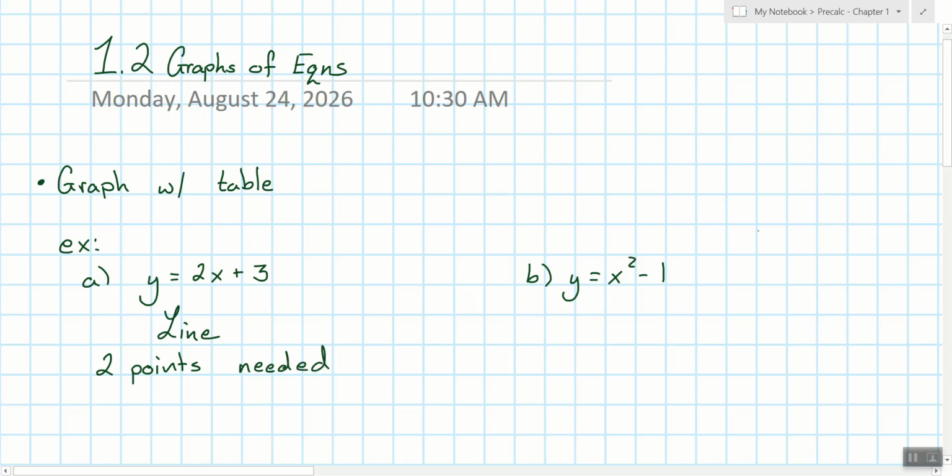Now, it doesn't really matter what they are, right? Everybody's going to pick a pretty easy one, I imagine. And just to fit on the screen, this is going to be super annoying. I'm going to do my table sideways. Just for the first one. What's the easiest x value you can possibly pick? 0. And then we get 2 times 0 is 0 plus 3 is 3.